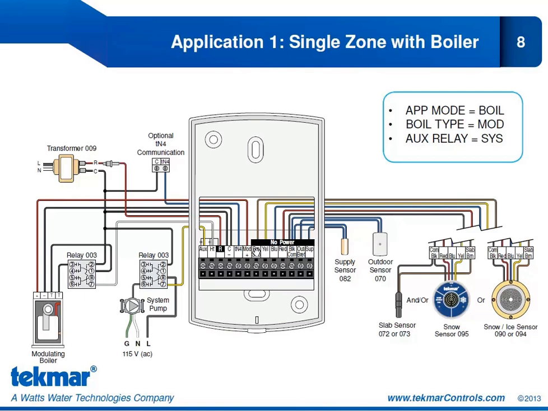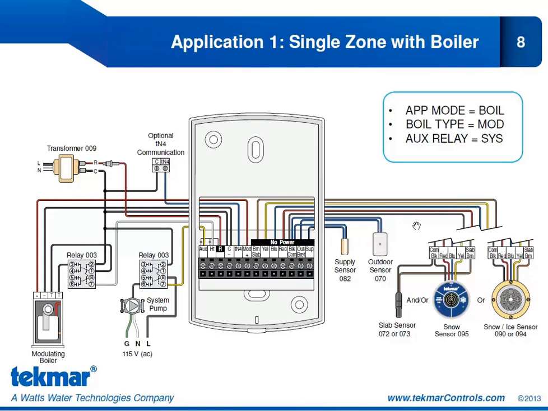And then moving over to our sensor connections, we've shown you some options. So we can connect to the snow sensor 095 plus adding the slab sensor 072 or 073 for that slab temperature control. Or you could connect to the snow ice sensor 090 or 094. So we show both of those sensor connections. We also show the supply sensor 082 and the connection to the outdoor sensor.